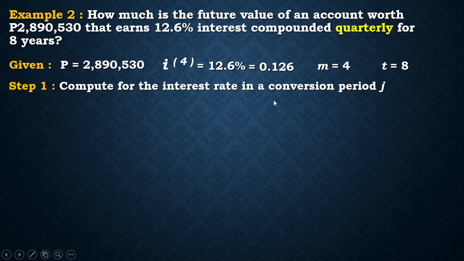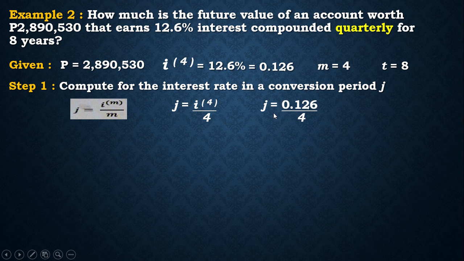We have to compute for the interest rate in a conversion period J. So, ang formula ng J is equal to the nominal rate divided by the frequency of conversion, or I raised to M divided by M. So, J is equal to I raised to M, which is quarterly, kaya naging 4, divided by M ulit, that is 4. J is equal to 0.126 kasi ito po ang equivalent niya, kaya naging 0.126 divided by 4. So, yan po yung J. Makikita po uli natin yan sa formula mamaya.